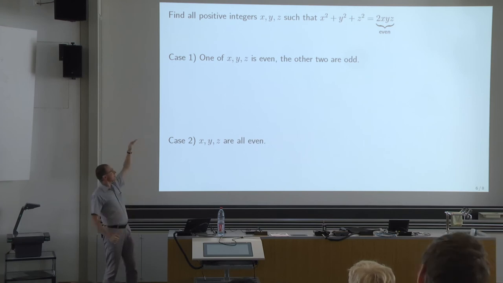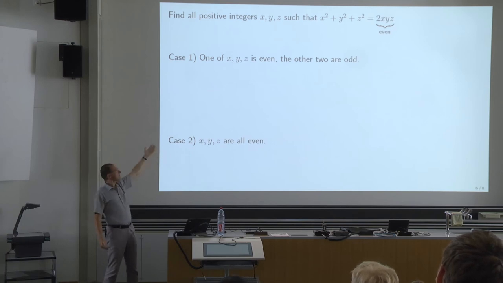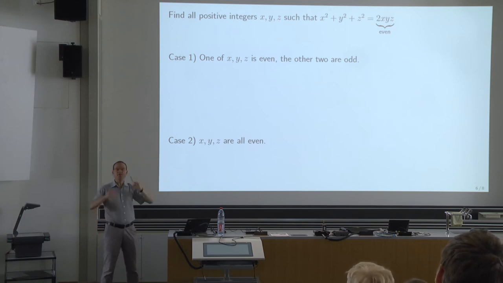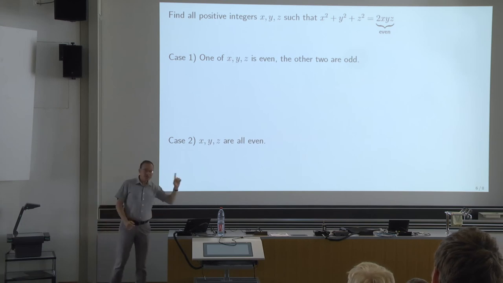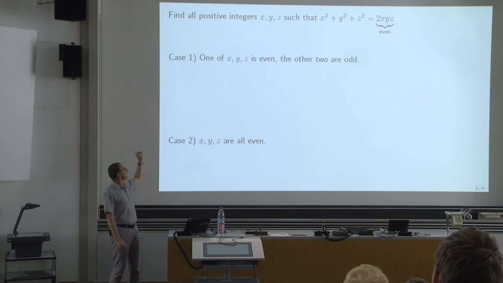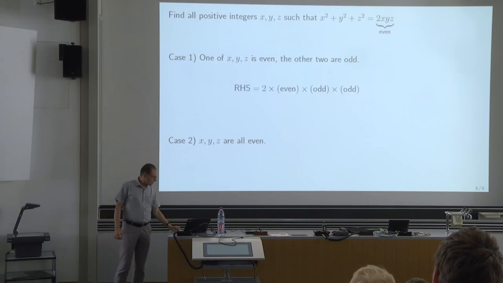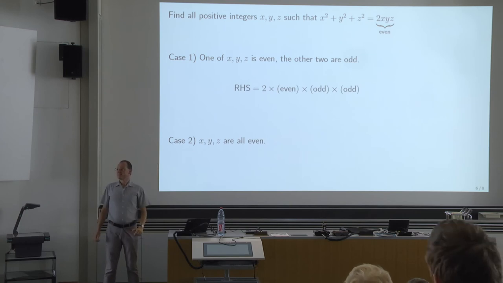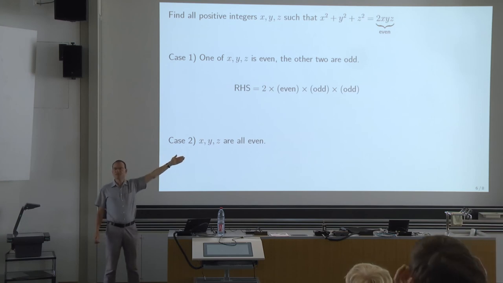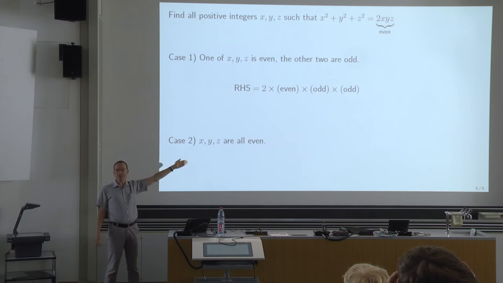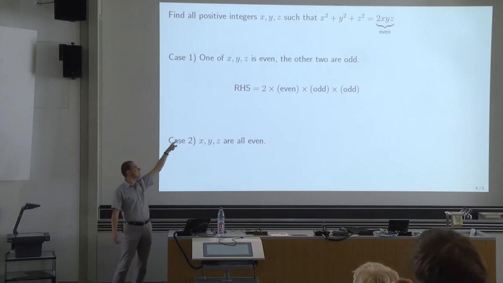Now, if you look only at even and odd, well, both cases are possible. But if you go one level deeper, if you look mod 4, then case 1 is not possible. Because suppose case 1 is taking place. You have one even and two odd. What about the right-hand side? Two times, the two stays there. One of the numbers is even and two of them are odd. So it's 2 times even times odd times odd. What happens when you multiply 2 times an even number?